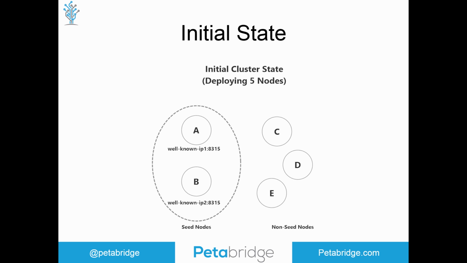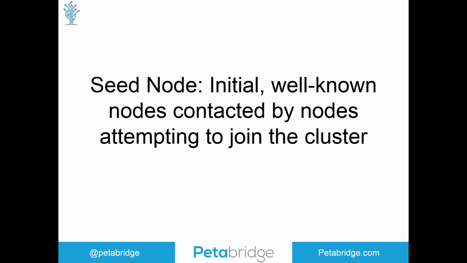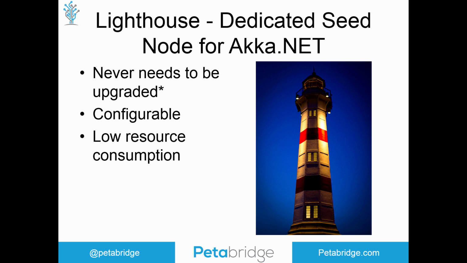This is the initial state of our cluster. We have 5 nodes, and right now they all exist independently and they don't know about each other. We have A and B, and then C, D, and E. As you can see, there is a little circle around A and B, and they're labeled seed nodes. What is that? A seed node is an initial well-known contact point that other nodes can use to join the cluster.